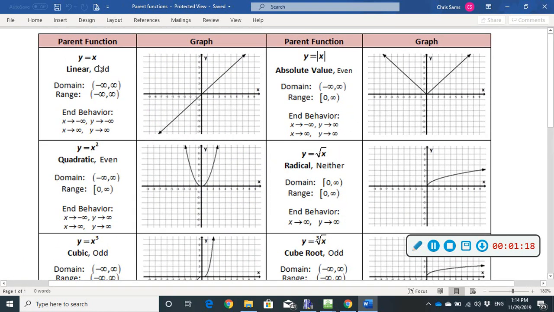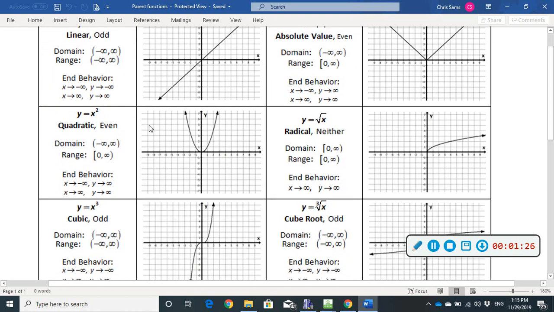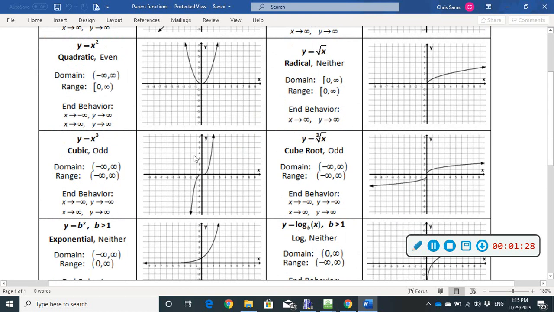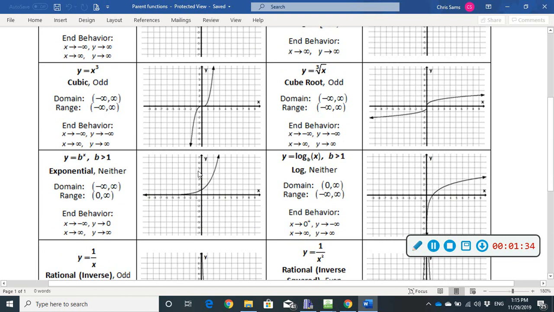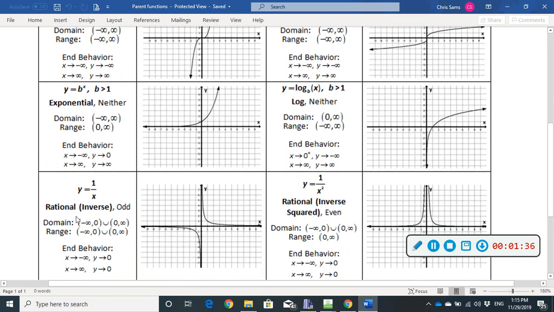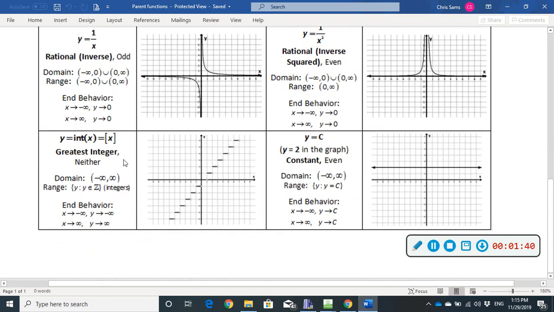Okay, so you can see y equals x. Sometimes you might see f of x. But these are the basic functions. A linear function, you have absolute value, you have quadratic, radical, cubic, which is odd, you have a cube root, odd. They kind of even tell you some of the symmetry. Log, we have rational, inverse, rational, greatest integer, and constant function.